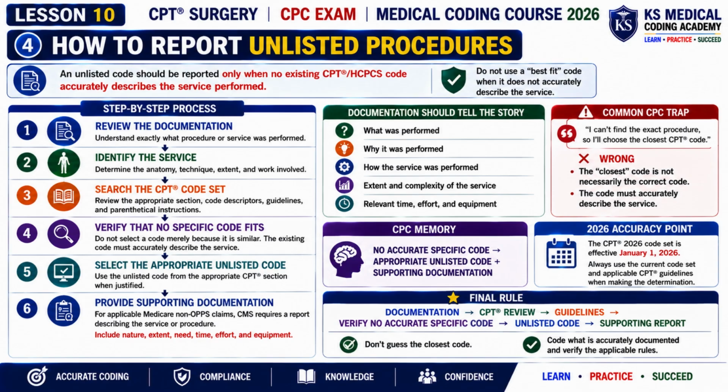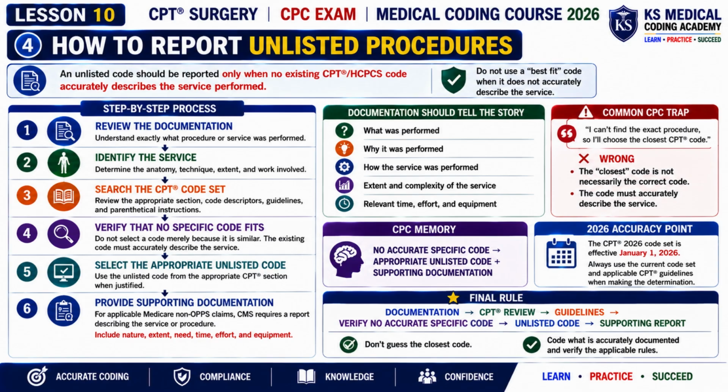If the answer is no, select the appropriate unlisted code from the relevant CPT section. Supporting documentation is extremely important. The documentation should explain what was performed, why it was performed, how it was performed, and the relevant extent, complexity, time, effort, or equipment involved, as applicable.